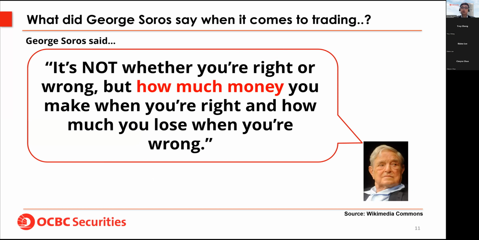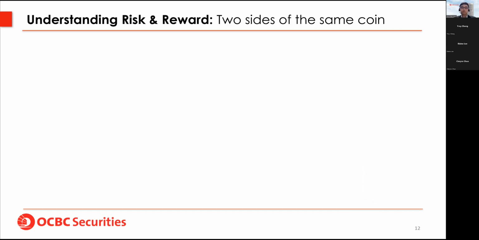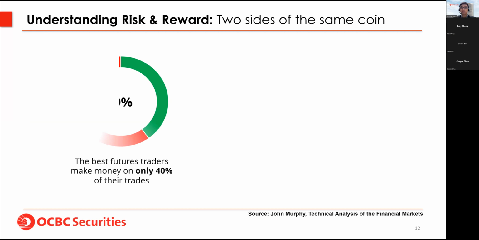Whether you are right or wrong is secondary to how much money you make at the end of the day when it comes to trading. Here's a statistic from one of the well-known technical analysis books, written by John Murphy, from which we have taken some material. He says even the best futures traders make money on only 40% of their trades. So how can they make a living when they're only correct 40% of the time?